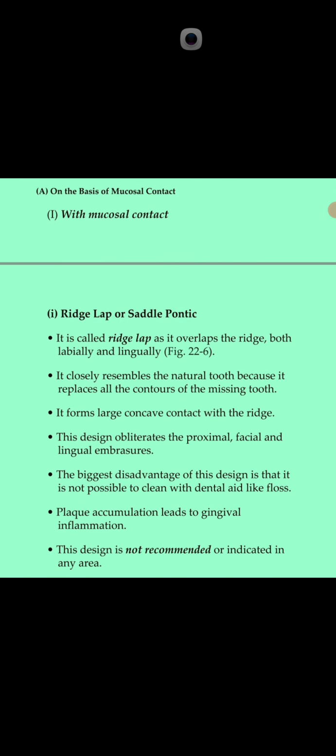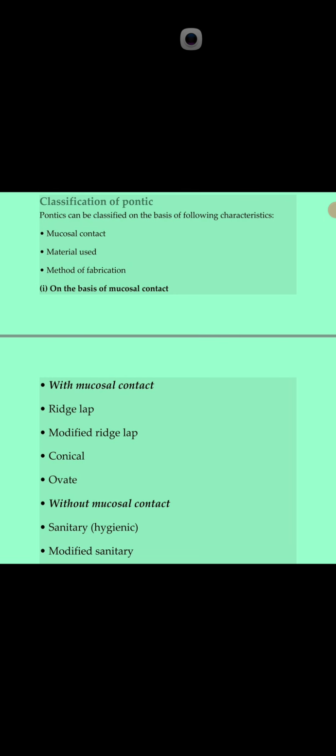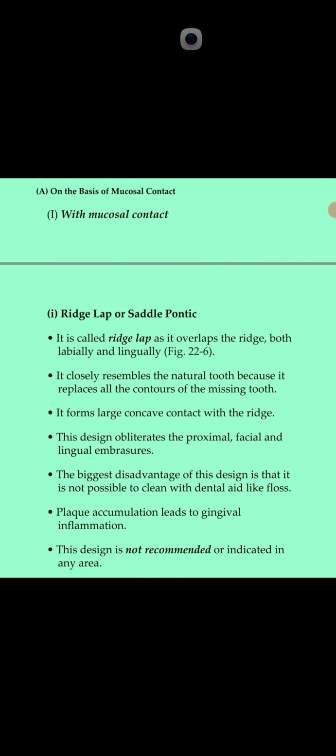Now come to the classification on the basis of mucosal contact. With mucosal contact, the first is the ridge lap, also known as saddle pontic. This is the ridge lap. The saddle or ridge lap pontic has a large concave contact with the ridge. This saddle or ridge pontic makes a large contact with the ridge mucosa, and contacts both the facial and lingual surfaces.